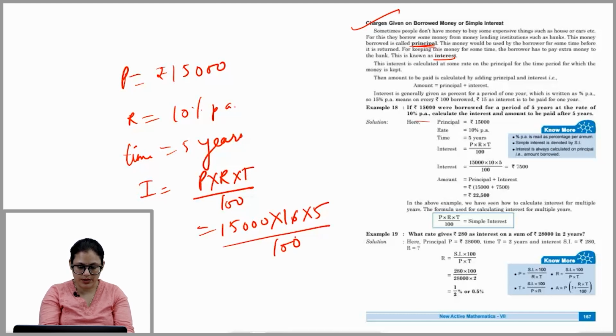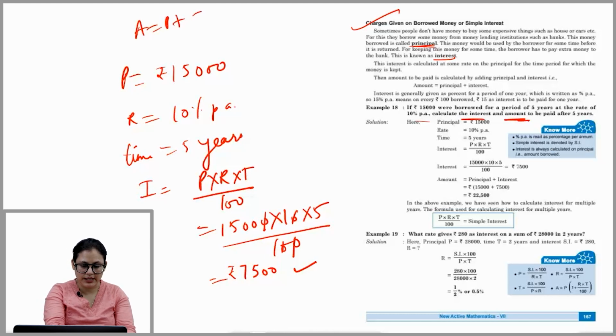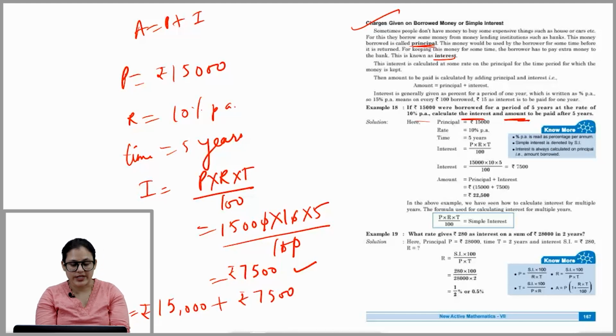Okay, 0 0 goes, 0 0 goes. So this is how much? 7,500. So this is the interest, 7,500. And so we have found out interest. Now we have to find amount. Amount is what? Formula of amount is principal plus interest. Amount is principal, which is 15,000 rupees plus rupees 7,500, which is interest. So total amount he has to pay is 22,500.